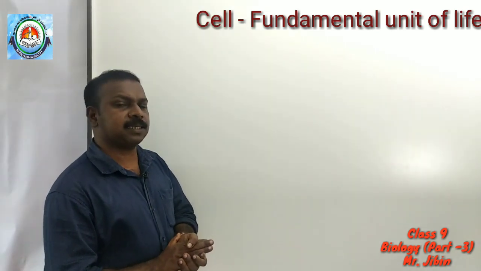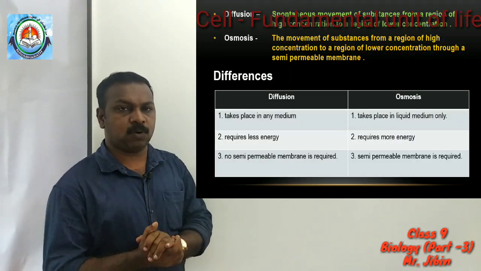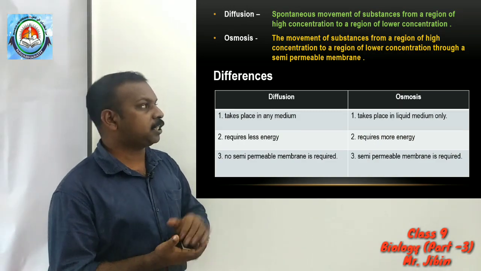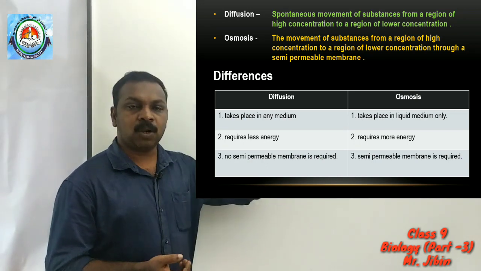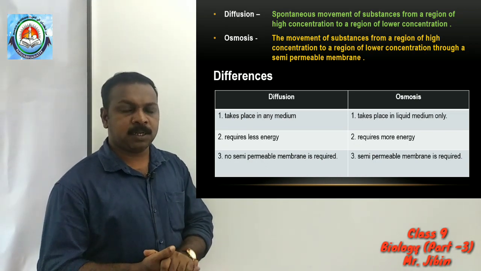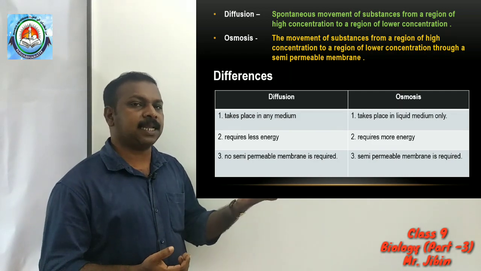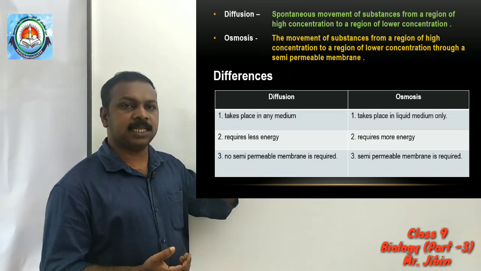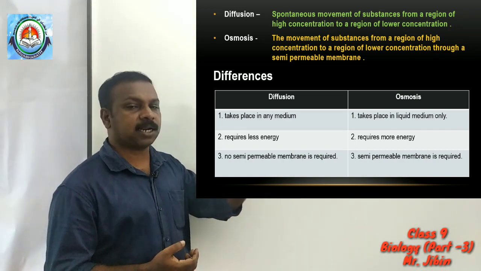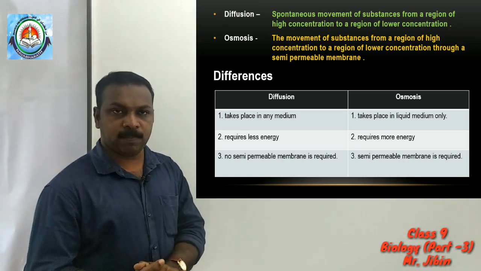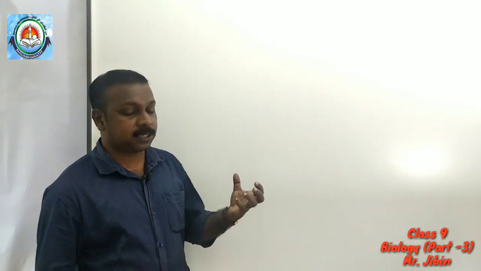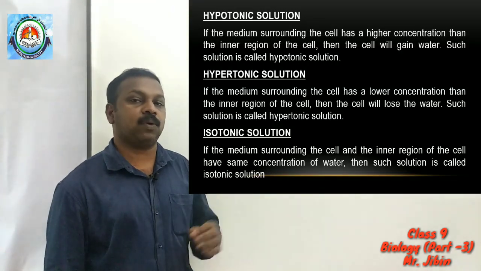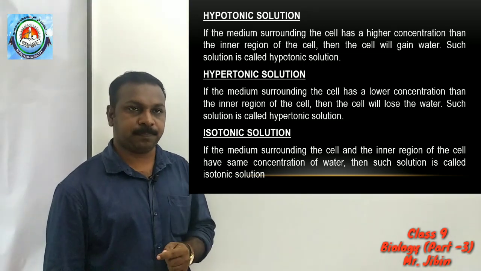We have also discussed osmosis and diffusion. Osmosis means the spontaneous movement of materials from a highly concentrated region to a lower concentrated region, right? Diffusion is also the same way, but the difference is that in osmosis there is a semi-permeable membrane. This means the materials are transported through a semi-permeable membrane. Anyway, the movement of materials takes place by these two processes. So here we are going to discuss three more points: hypotonic solution, isotonic solution and hypertonic solution.